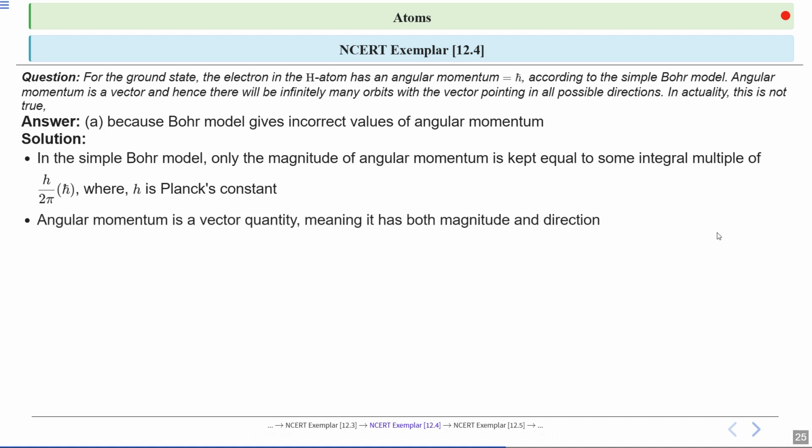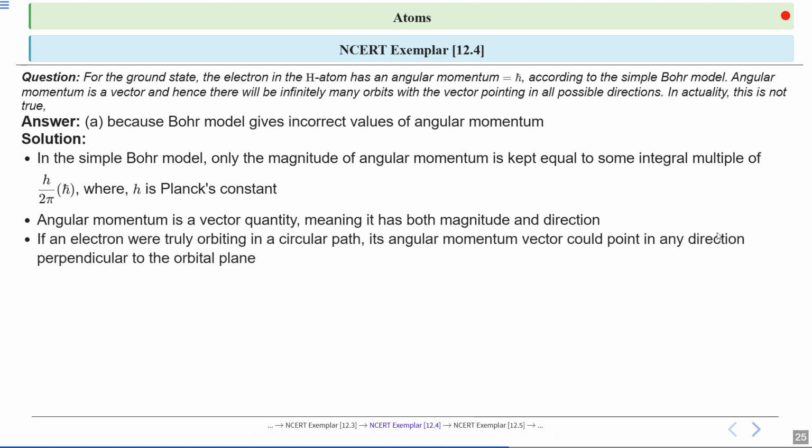Now let's remember that angular momentum is a vector. That means it has both a size or magnitude and a direction in space. It's not just a number, it's an arrow pointing somewhere. If an electron were truly orbiting in a circular path, its angular momentum vector could point in any direction perpendicular to the orbital plane.